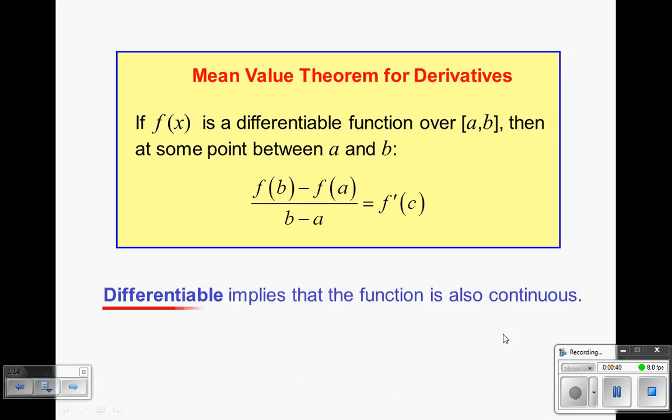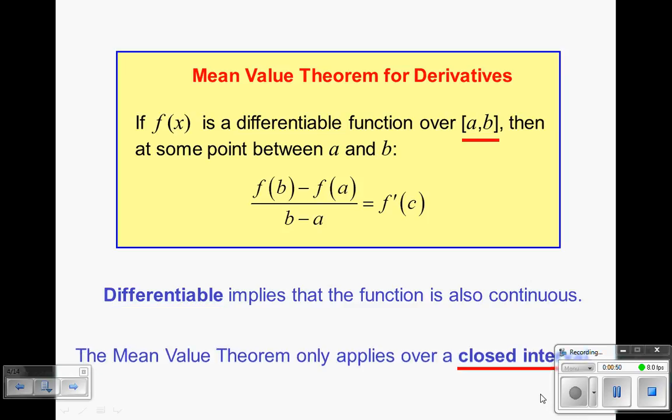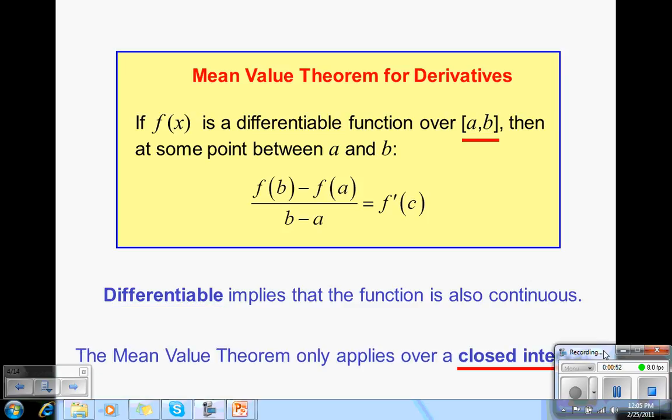So here it is in plain English. First of all, differentiable implies the function's also continuous, because remember, if the function's differentiable, it has to be continuous and smooth. So the mean value theorem only applies over a closed interval. So it has to be a closed interval in order to apply this.